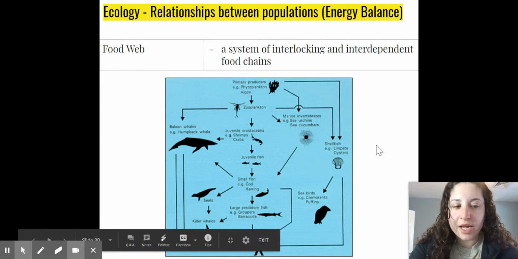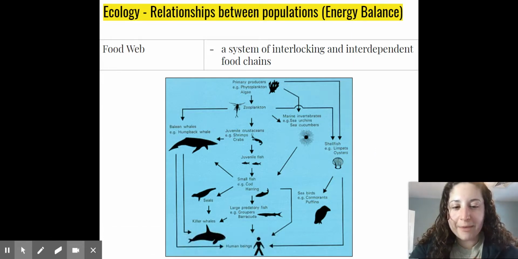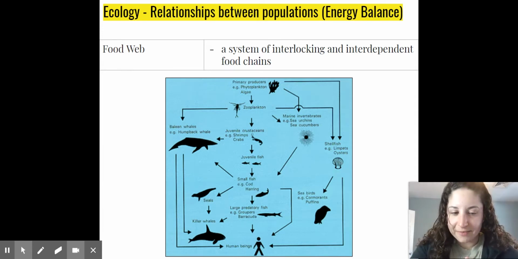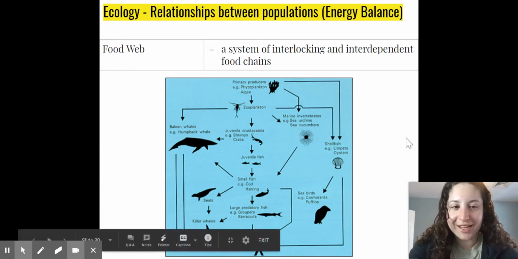Now, the important part here is to look at what happens if one type of organism gets eliminated from the food web. How does that affect the other organisms in the food web? So, for example, if zooplankton no longer exists, that basically means that humpback whales lose a food source, crustaceans lose a food source, sea urchins lose a food source, and shellfish lose a food source, which means that all the organisms that eat those organisms also lose a food source, and so everybody dies. That's the type of relationship we're looking at here. It's the circle of life.